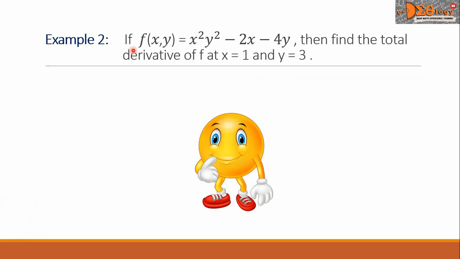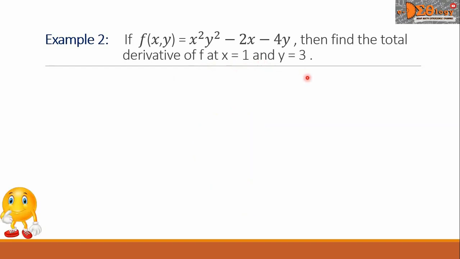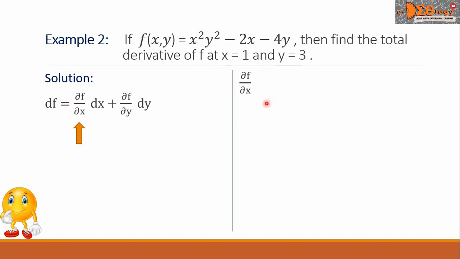Example 2. If f of x, y equals x squared y squared minus 2x minus 4y, then find the total derivative of f at x equals 1 and y equals 3. First, let us evaluate the total differential, and here is the formula. Let's begin now with evaluating the partial derivative of f with respect to x. So that will be 2xy squared minus 2.